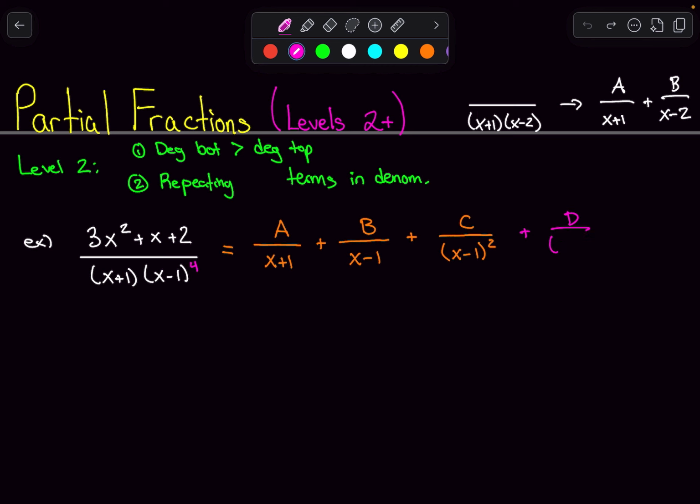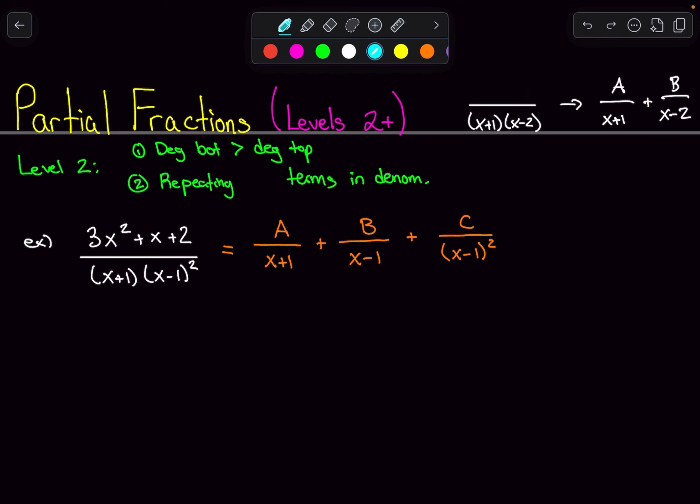So level 2 actually isn't so bad. We have a way of dealing with it. Our setup changes just slightly in that the terms that involve this x minus 1 squared, this repeating part, just get expanded until exhaustion right here. And then the process begins all over again.